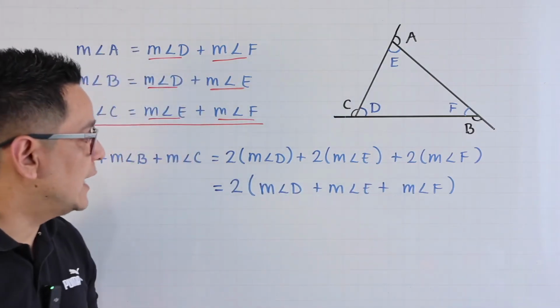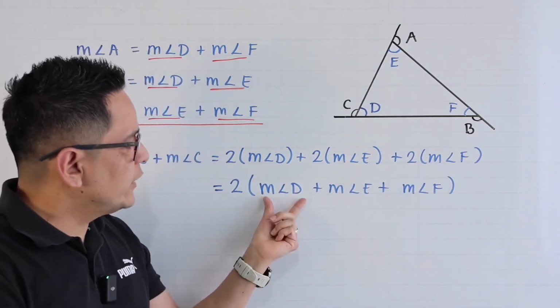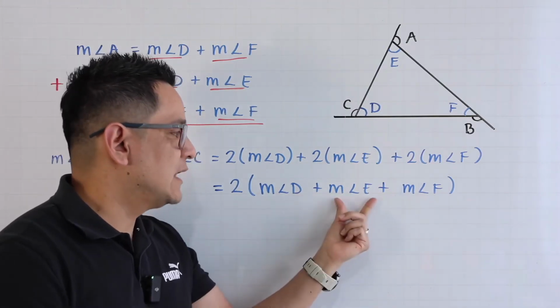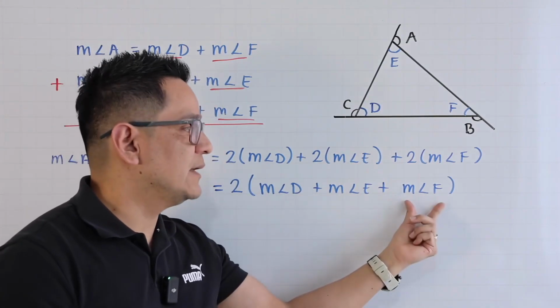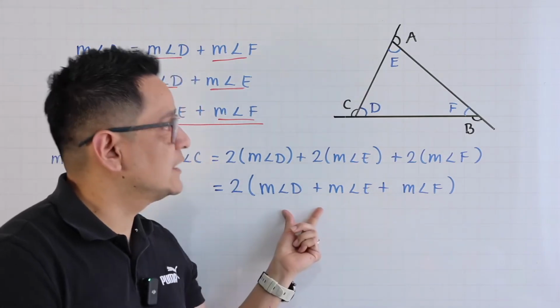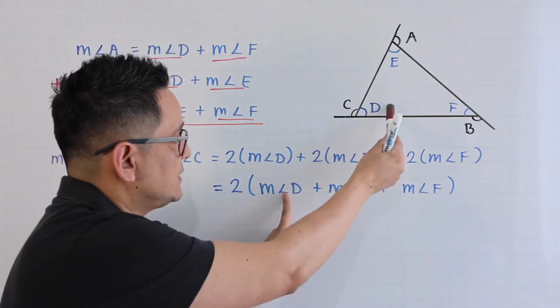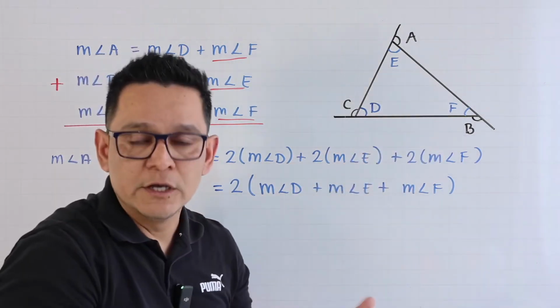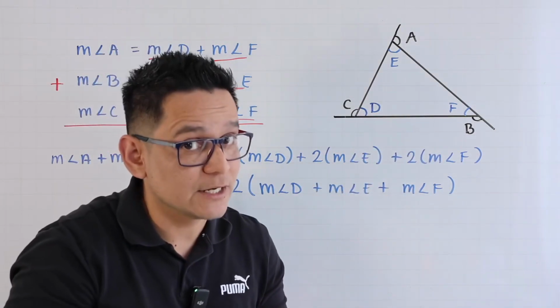Perfect. Let's continue now. Start thinking, how much is this sum? Look, the measure of angle D plus the measure of angle E plus the measure of angle F. What does this sum equal? Well, look, it would be this angle plus this angle plus this angle. How much do they add up to? They add up to 180 degrees, right?